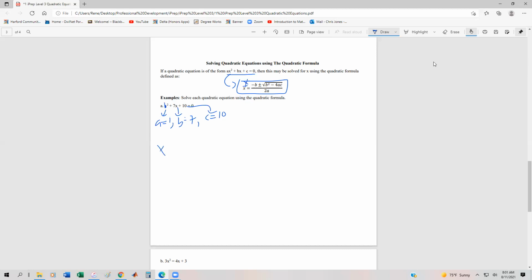Okay, so x is going to be equal to the opposite of b, which is going to be -7, plus or minus the square root of b squared. So we're just going to have 7 squared minus 4 times a times c, so 4 times 1 times 10. And then we're going to divide that by 2 times a, which is 2 times 1. At this point, we've set it up, and now it's just simplify it.